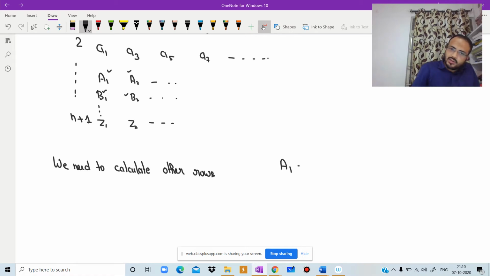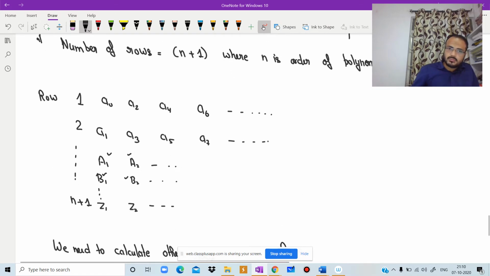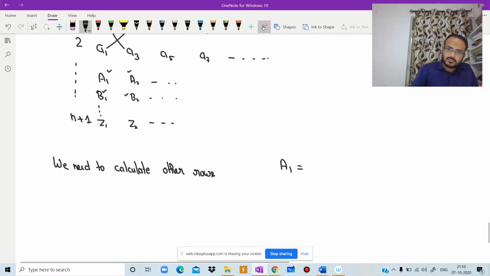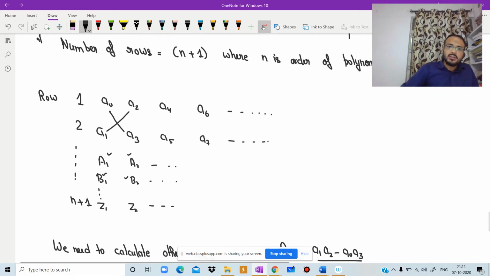In which manner will you calculate the value of A1? It is like that: A1 A2 minus A node A3 divided by A1. So the value of A1 is equal to A1 A2 minus A node A3 divided by A1. In similar manner, if you want to calculate the value of A2, then forget the elements above this one. Then you need to go A1 A4 minus A node A5.